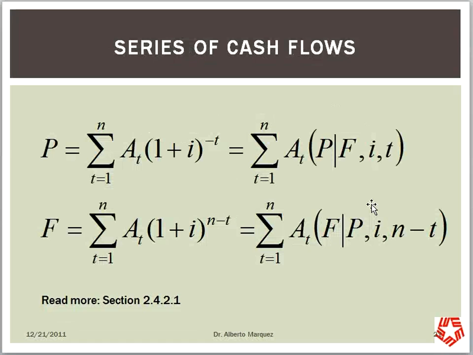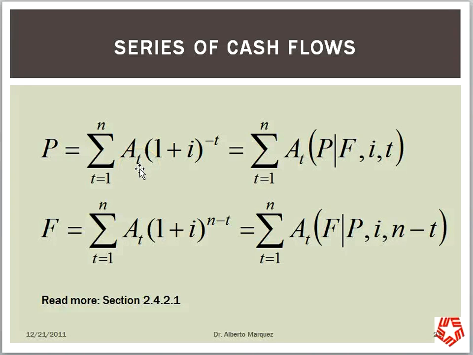The computations that we would like to do are simply the summation of all these cash flows that happen in the future. If we want to compute the present value, we would compute the summation of these cash flows that happen in the future, brought to the present. The formula to bring all these cash flows to the present is P given F for i and t, or (1 + i) to the negative t. And as opposed to using CF for cash flow, we're going to be using A, because it's the same annuity.